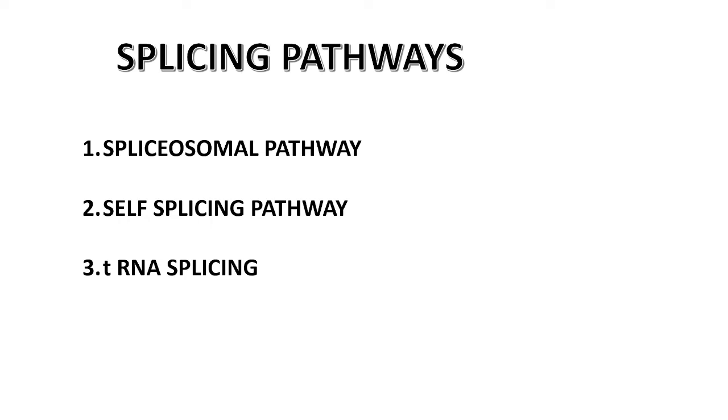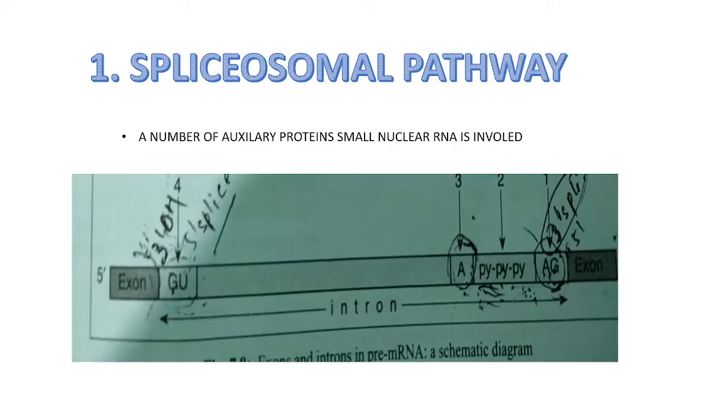In this part of the video, we are only going to focus on the spliceosomal pathway. So what is the spliceosomal pathway and what is the mechanism followed, we will be discussing in detail. Let's begin. So in this spliceosomal pathway, what is involved? A protein is involved which is known as small nuclear RNA, or you can say snRNA. In this pathway, snRNAs are involved which help in removing the introns. That's why this is known as the spliceosomal pathway.